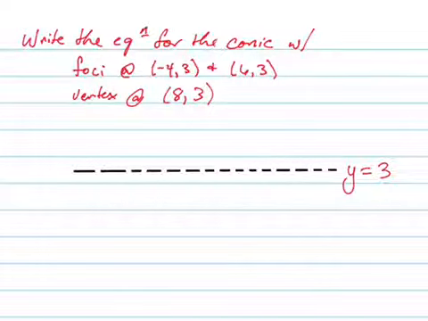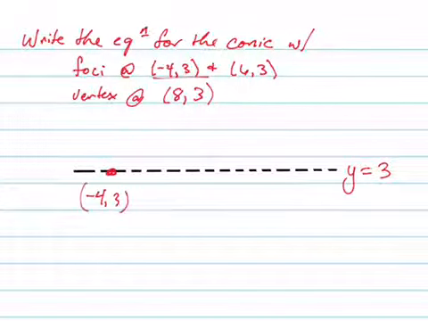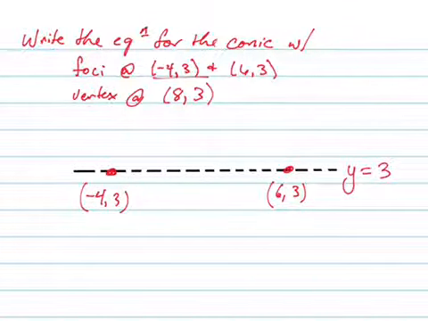So you can see, all right, there's my foci. We'll call this -4, 3. And we'll call this over here 6, 3. So there are my foci, and there's a vertex at 8, 3. So there's a vertex over here that's 8, 3.